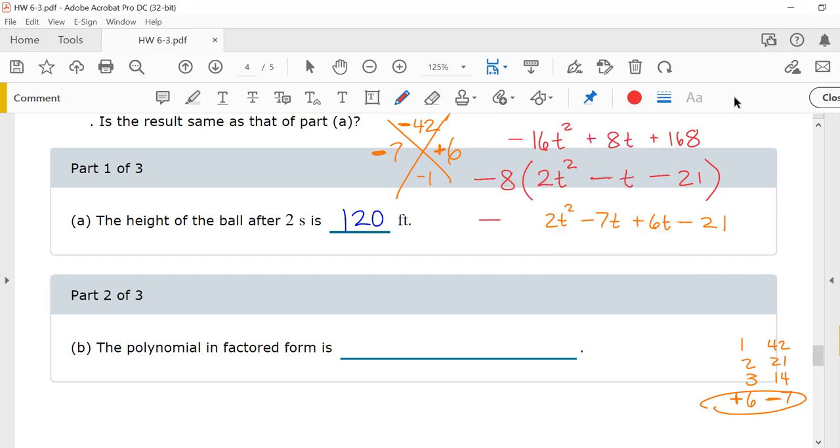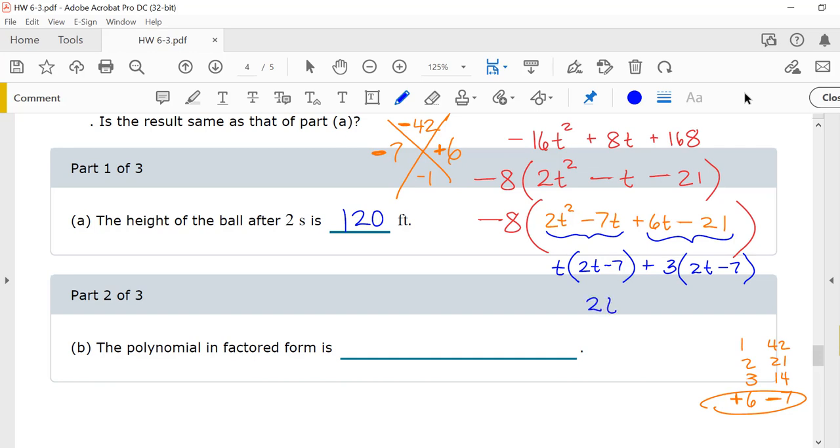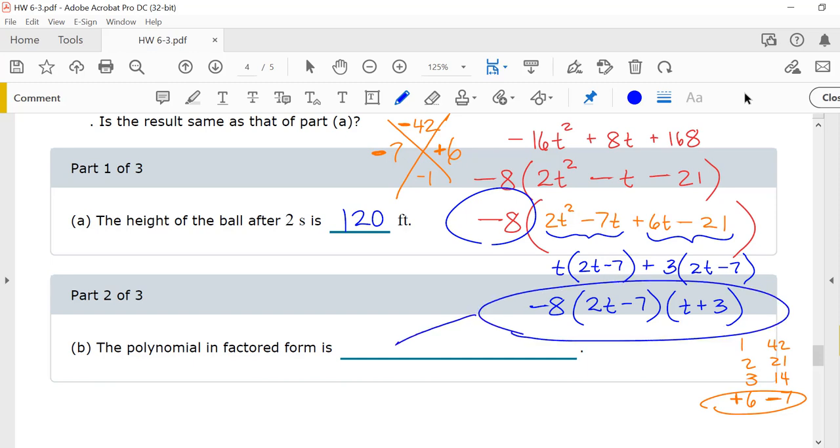I'm not going to forget about that negative 8 that's out front, though. Okay, what's on the inside? What can I factor out of each grouping? Factor out a t, and I'm left with 2t minus 7. If I factor out a 3, I'm left with 2t minus 7. So that factors to 2t minus 7 times t plus 3. And don't forget the negative 8 out front. So this is the polynomial in factored form.